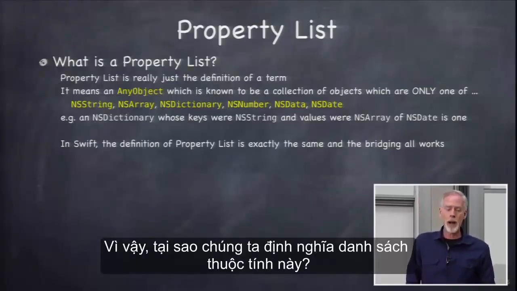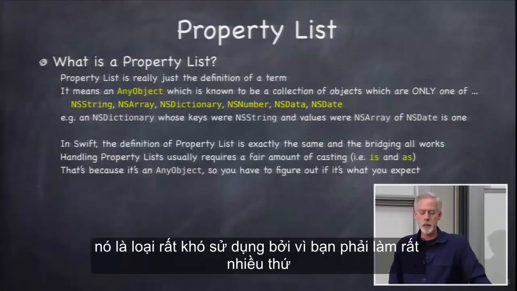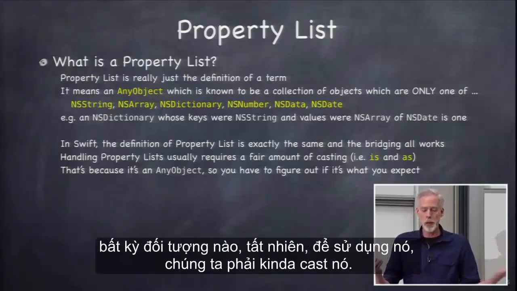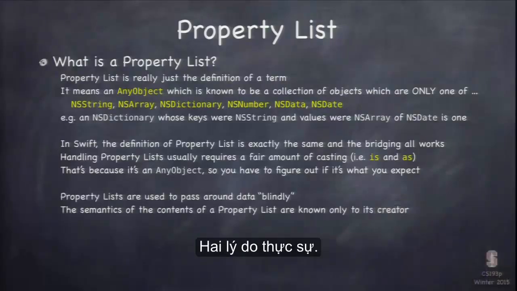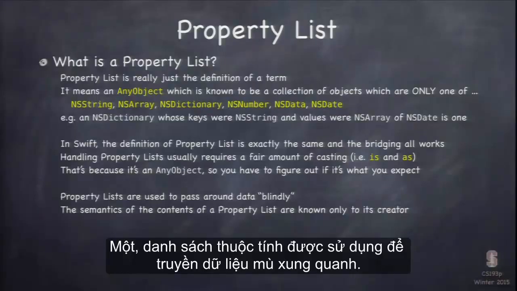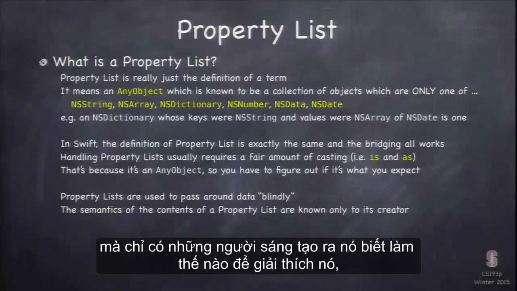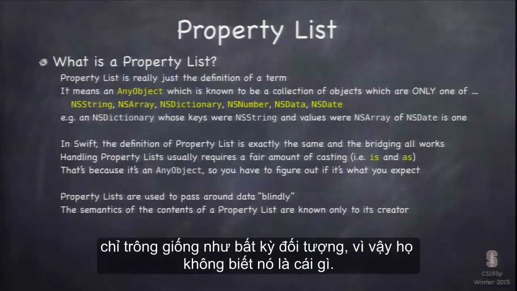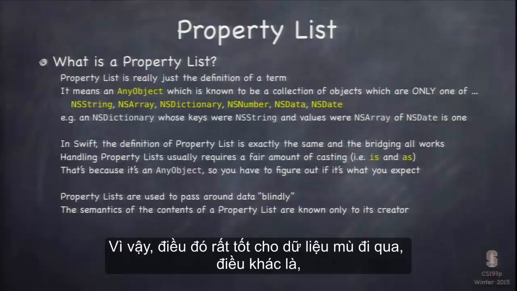So why do we define this property list thing? It's an AnyObject. It's kind of unwieldy because you have to do a fair amount of casting, ising, and asing, because to use AnyObject we have to cast it. So why do we have this thing? Two reasons, really. One, property list is used to pass data around blind. It's like a cookie in a browser or something. It's a bundle of data that only the creator of it knows how to interpret, because only they know what strings, arrays, dictionaries, and stuff are in there. But to everyone else, it just looks like AnyObject, so they don't know what it is. So all they can do is pass it around to other things. So it's good for blind data passing.